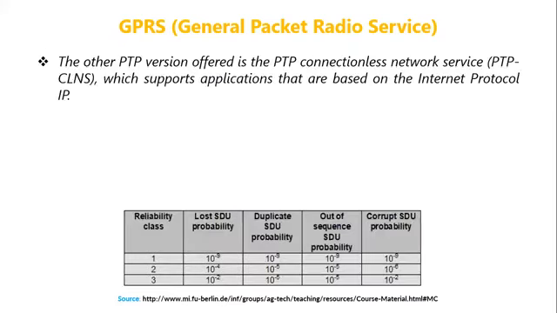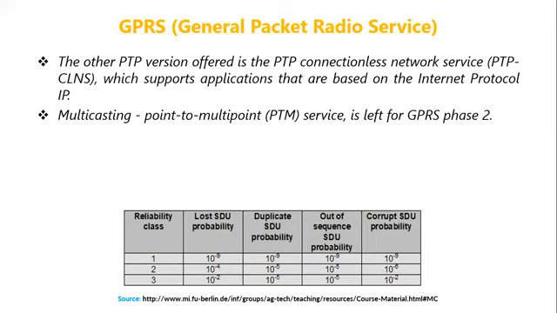And then we have discussed what is the loss probability of a SDU, that is a data unit, what is the duplicate probability of a data unit, what is the out of sequence probability of a data unit, and what is the corrupt probability of a data unit. These probabilities are very low for reliability class 1.